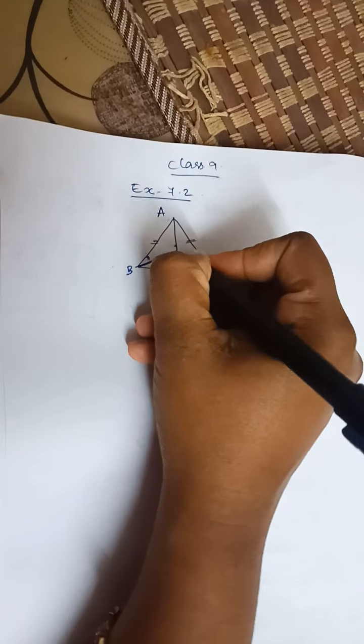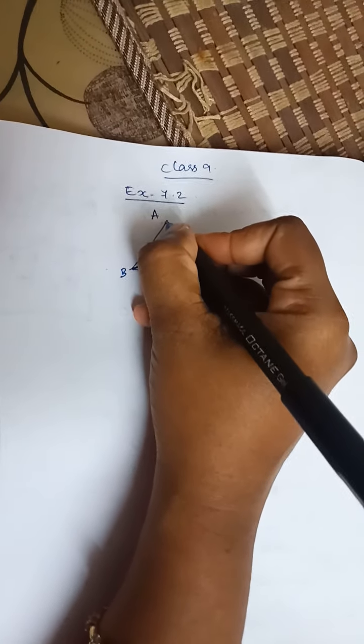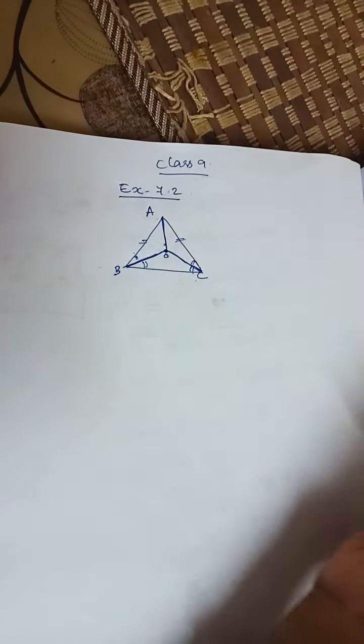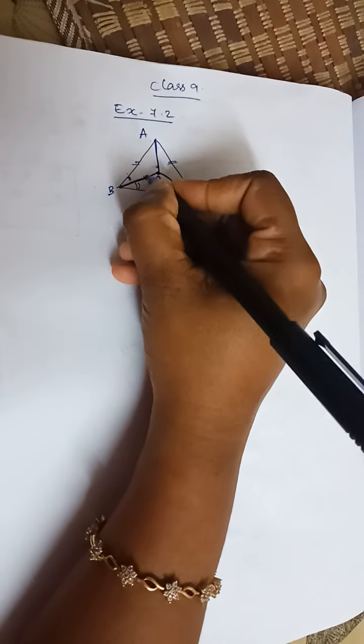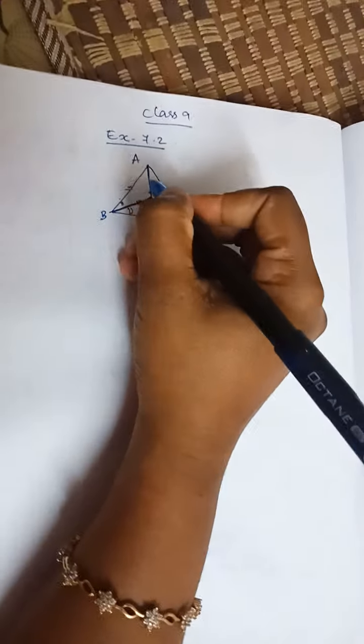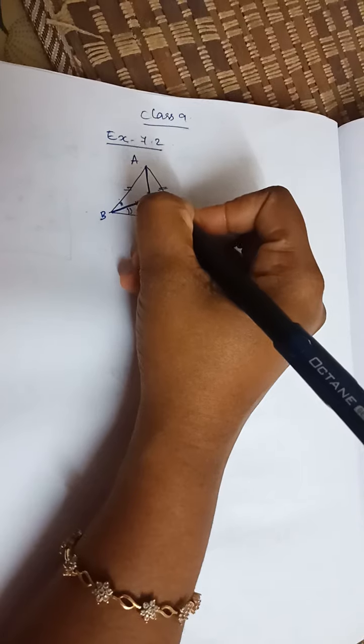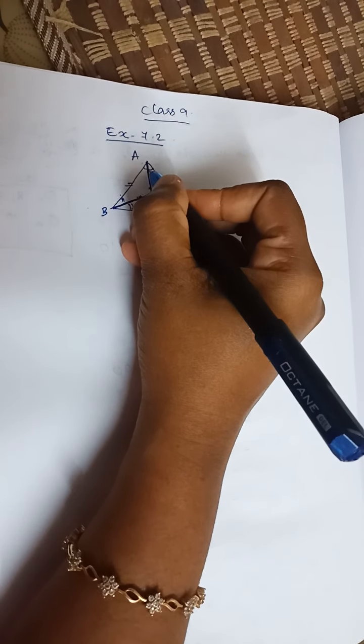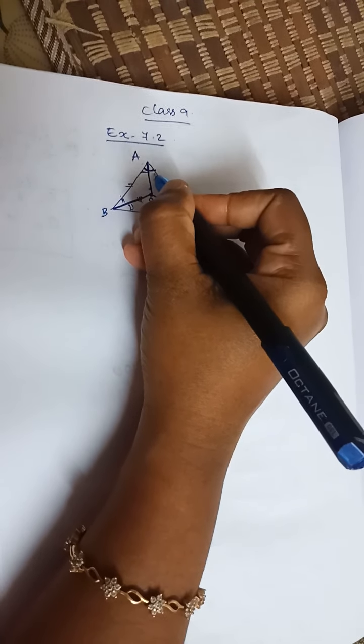Join this O to A. So A and O I am joining. We have to prove that OB is equal to OC. This side is equal to this side, we have to prove first. Second part, AO bisects angle A. So this line AO is bisecting angle A. That means we have to prove these two angles are equal. So first I am proving that OB is equal to OC.